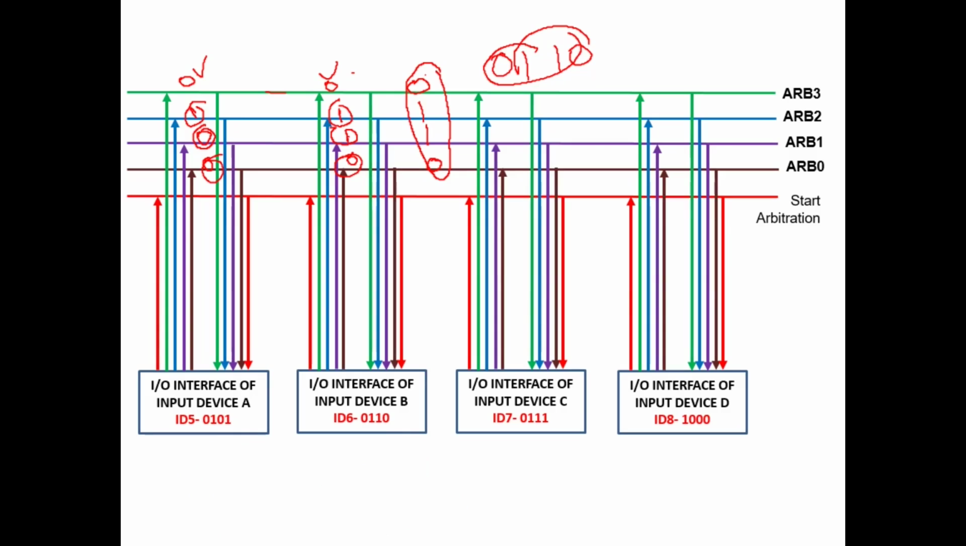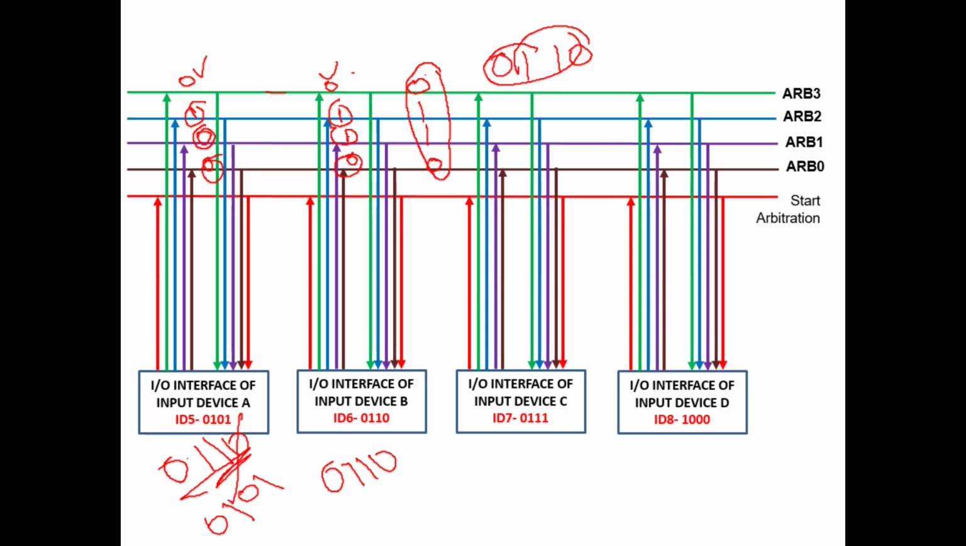So now device A receives that value here. We can see that device A receives the new arbitration value 0, 1, 1, 0. Similarly, device B also receives the new value 0, 1, 1, 0. What is the next step? They compare with their original ID. So 0, 1, 1, 0 is the newly received value, but its original ID is 0, 1, 0, 1.